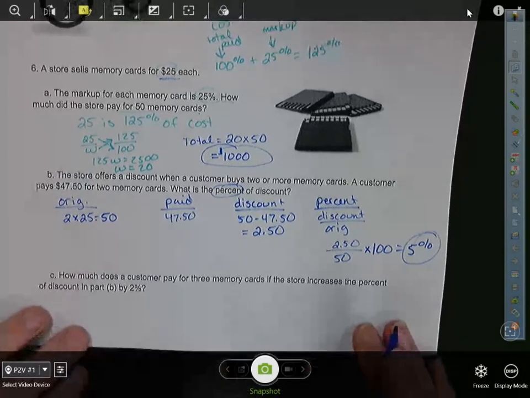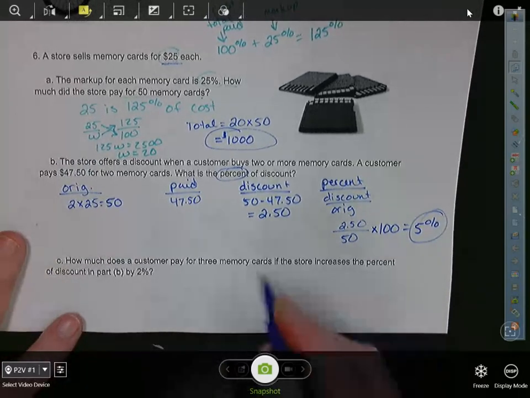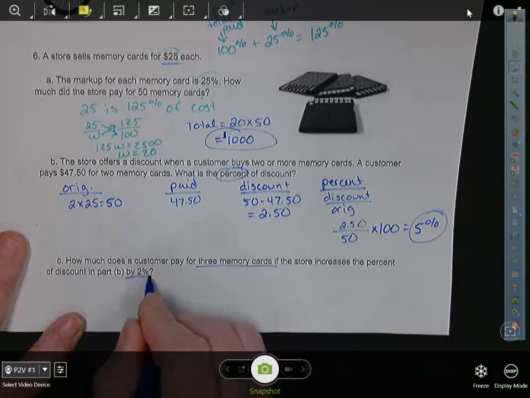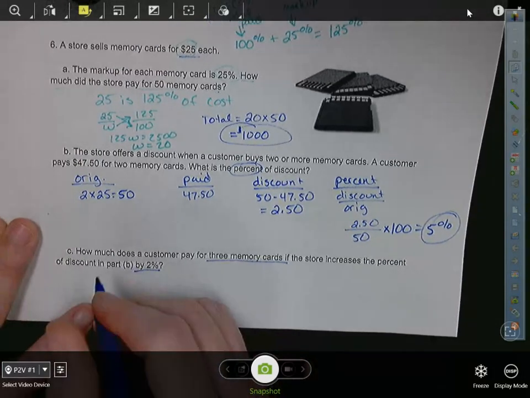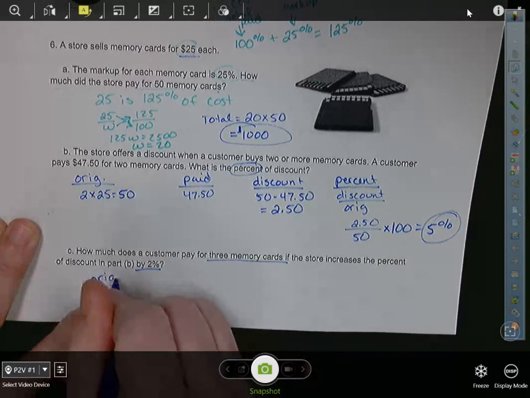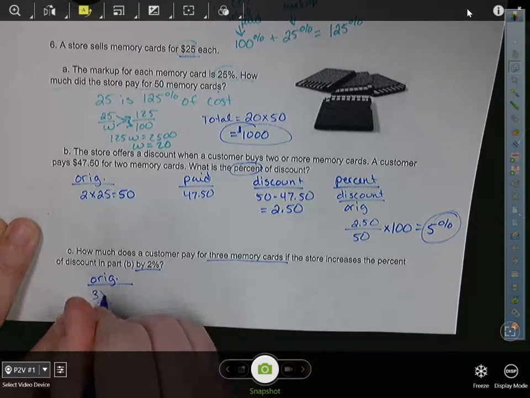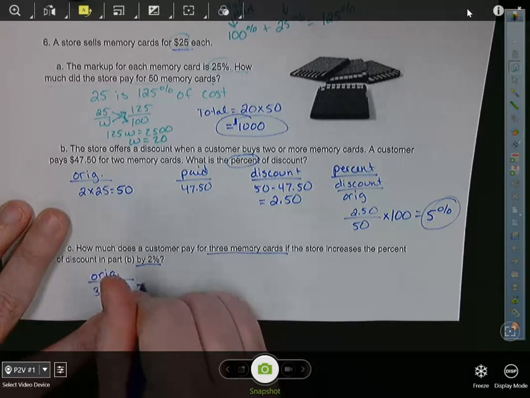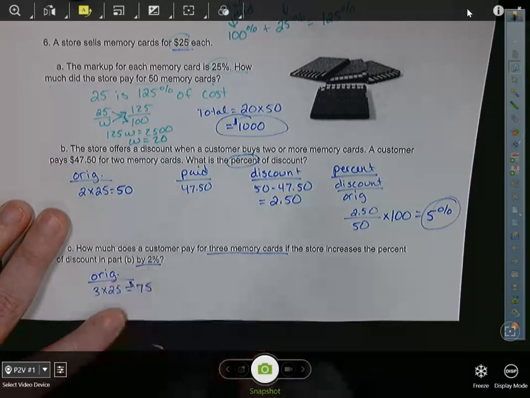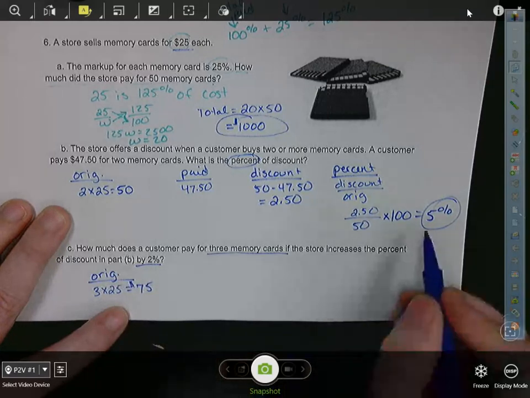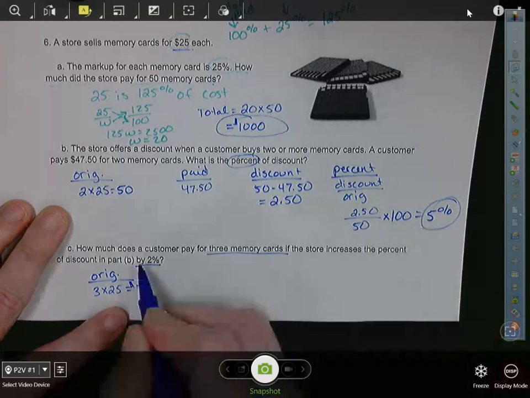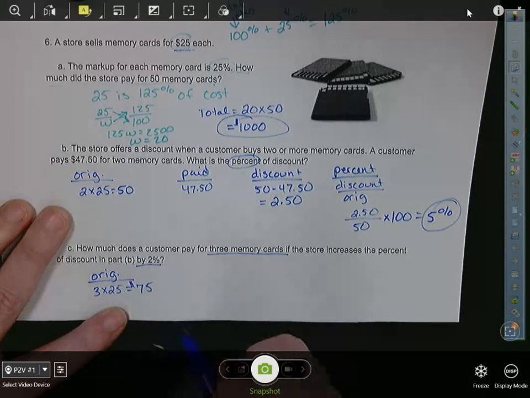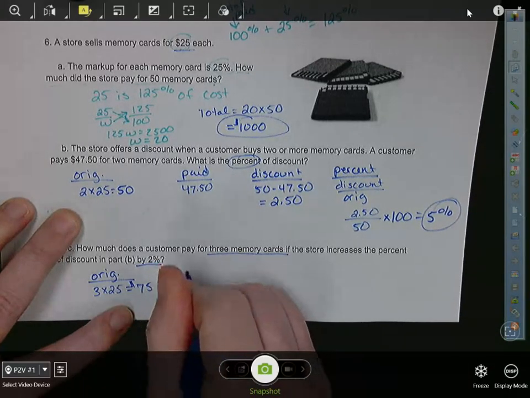Okay, part C. It says, how much does a customer pay for 3 memory cards if the store increases the percent of discount by 2%? Well, first you need to figure out how much would they have paid originally. You would do 3 times 25, and 3 times 25 is what? Yeah, so originally they would have paid $75. Well, the previous discount was 5%. How much would the discount be if they increased it by 2? Yeah, it would be 7%.